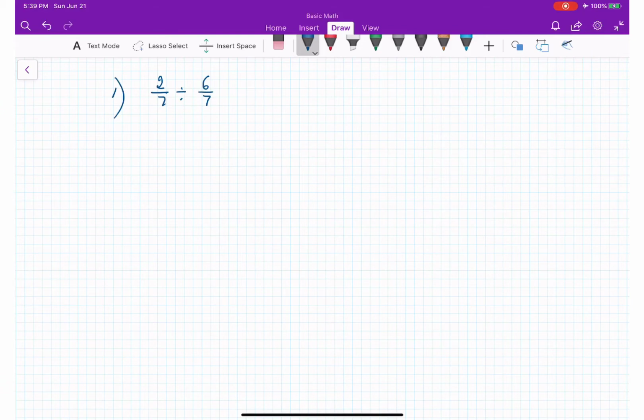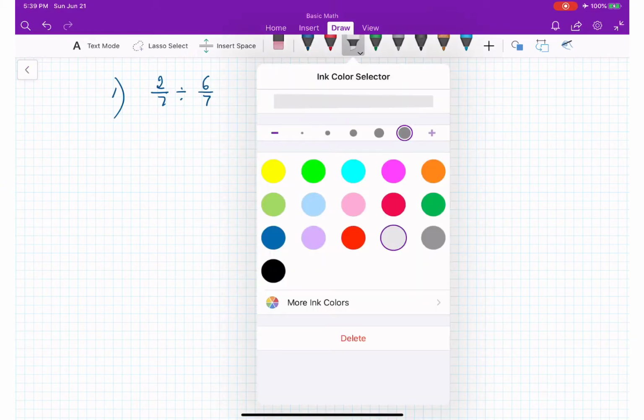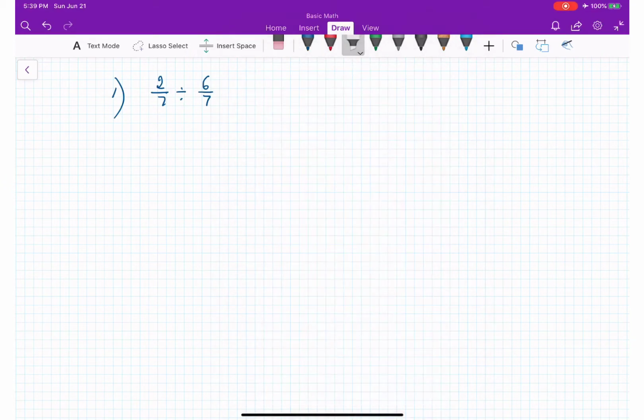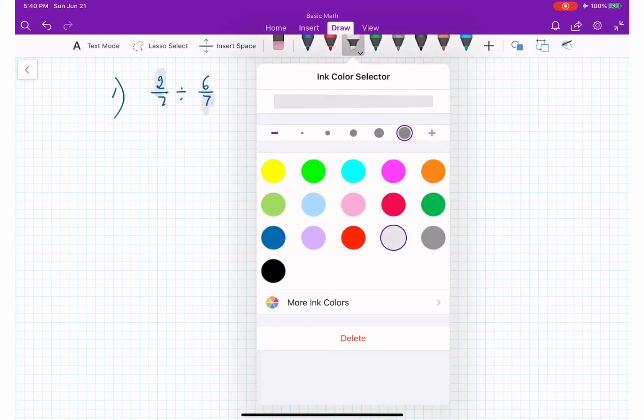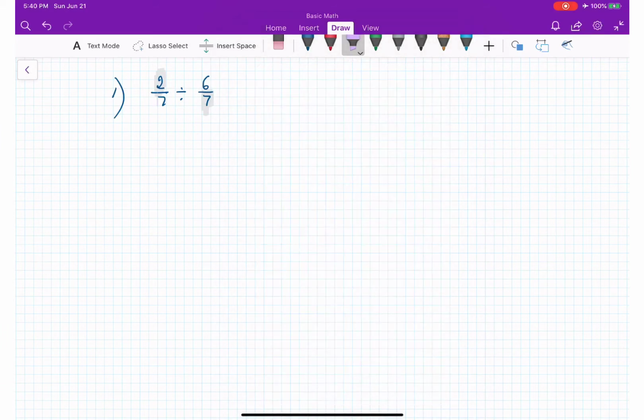So what we are going to do, we're going to take the numerator of the first fraction, multiply by the denominator of the second fraction. And then the denominator of the first fraction multiply by the numerator of the second fraction. So that means 2 multiplying by 7 and then 7 multiplying by 6.